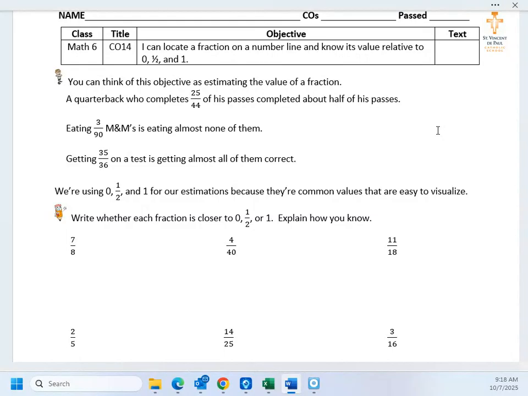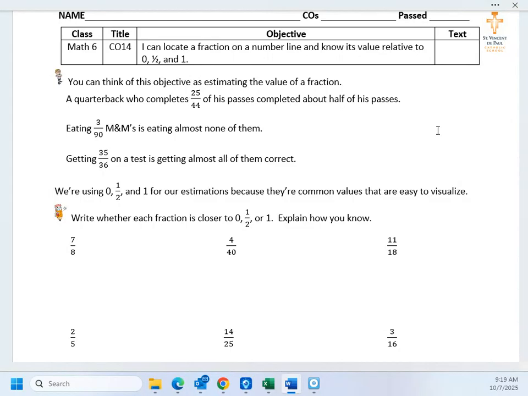All right, good morning. Today we are moving on to CO14, still working with our fractions. I can locate a fraction on a number line and know its value relative to 0, half, and 1. So you can think of this objective as estimating the value of a fraction. Estimating means we don't know for certain, we're not doing the complete math, we're just saying it's about here.